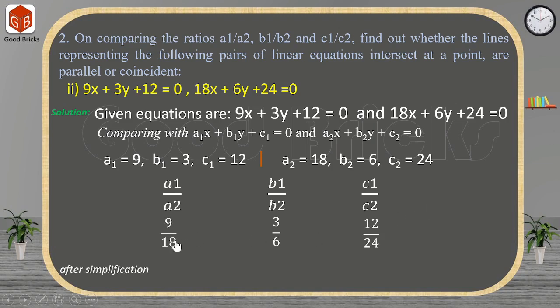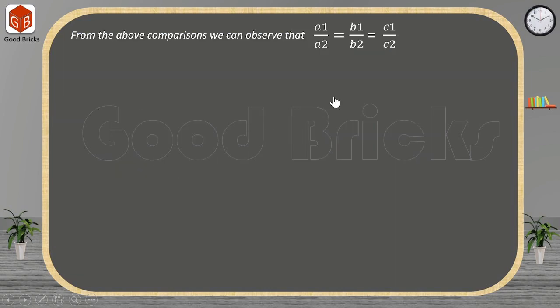Now when you look at here, 9 by 18, for these two numbers you can divide with the 9, so you will get 1 by 2. Similarly for these two numbers, means numerator and denominator can be divided with 2, so you will get 1 by 2. Here also you will get 1 by 2. So finally what you can see is a1 by a2, b1 by b2, c1 by c2, these three ratios are also equal for these two pair of linear equations.